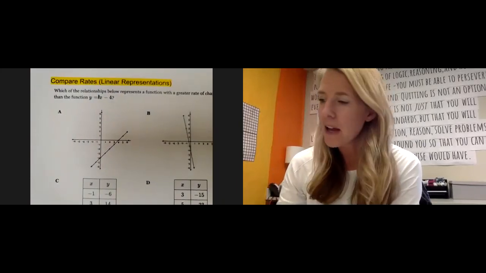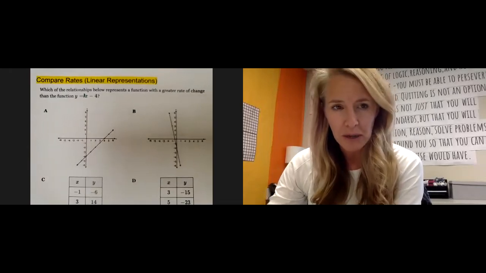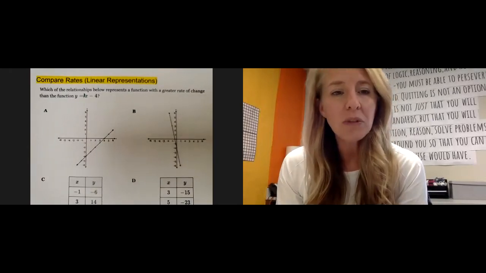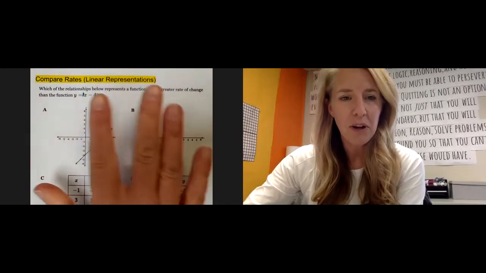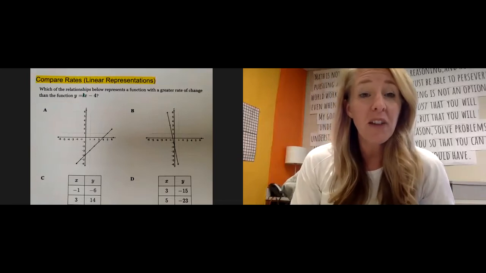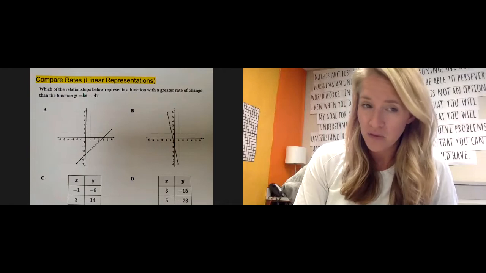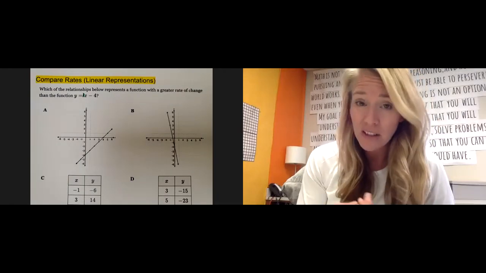Okay, and then let me see if I can clean that up a little bit. It looks a little blurry to me. So it says, which relationships below represent a function with a greater rate of change than the function y equals 1x minus 4? So they didn't put the 1, so that's a little tricky.